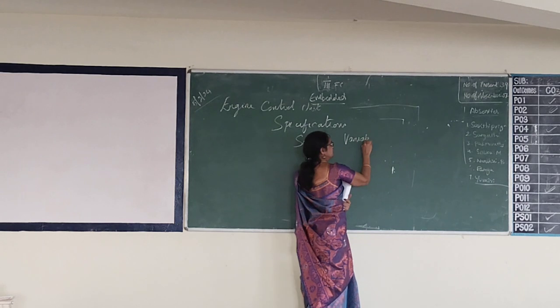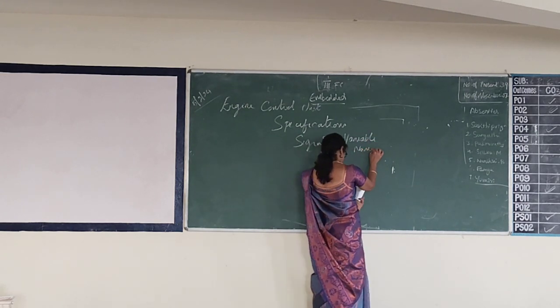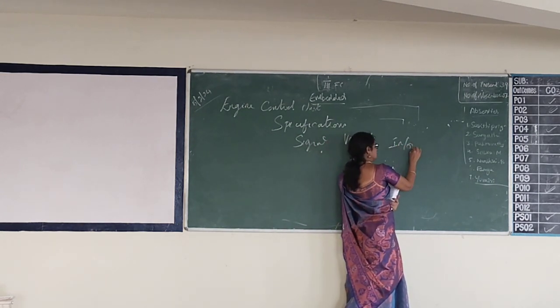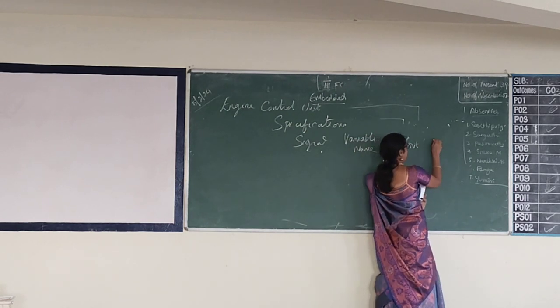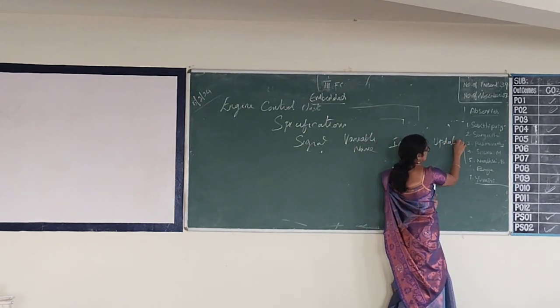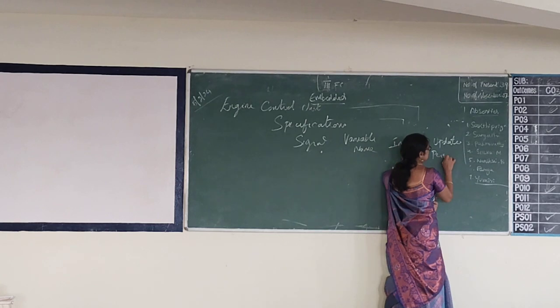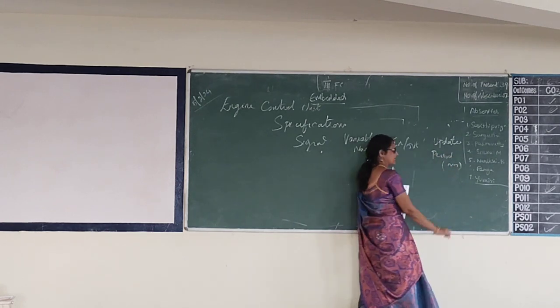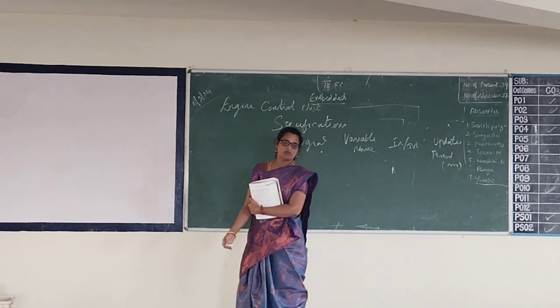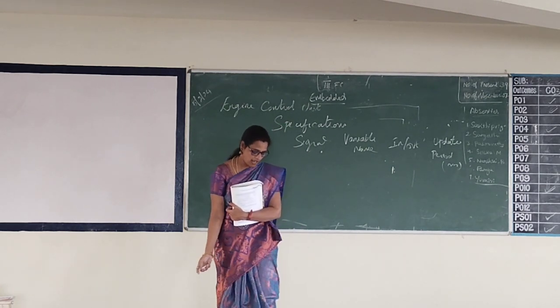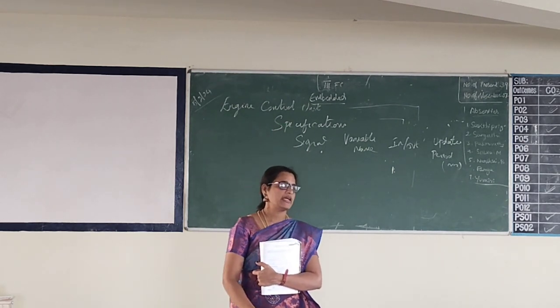The variable name, input or output, and update period in milliseconds. The tabular column having the following parameters.